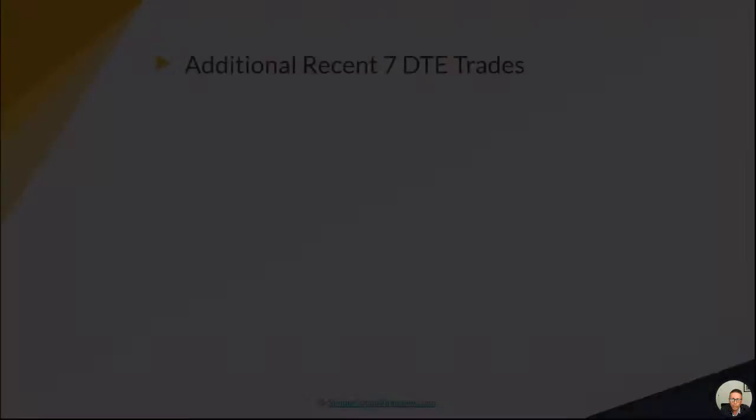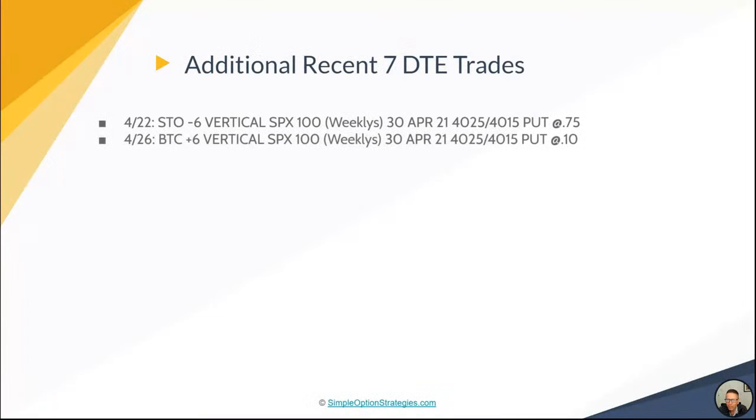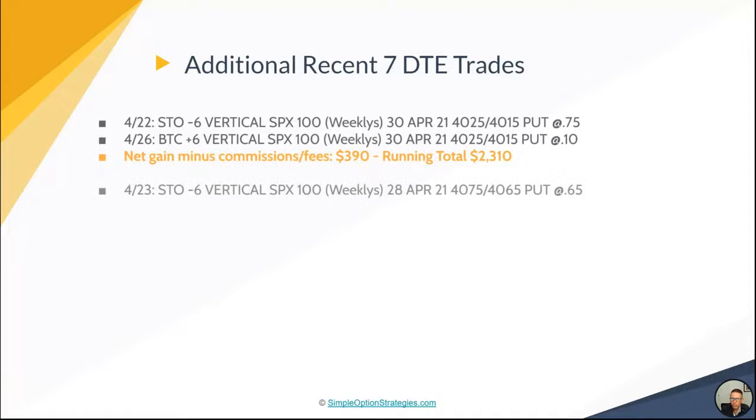So I put on another trade. I put it on at 75 cents. And 3 days later, I closed it for 10 cents. And so now I have a net gain for this month of 2,310.